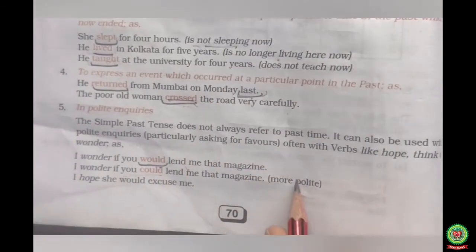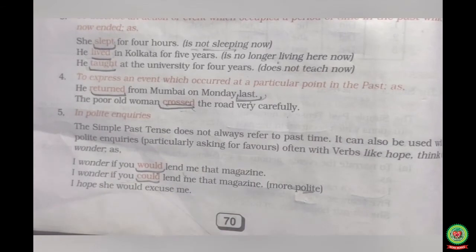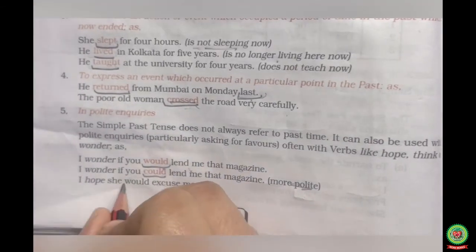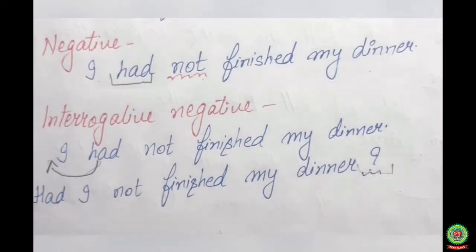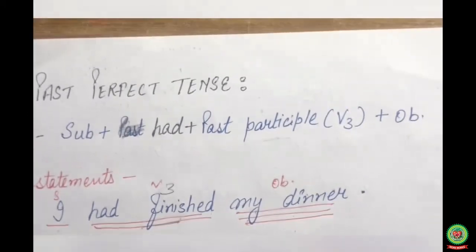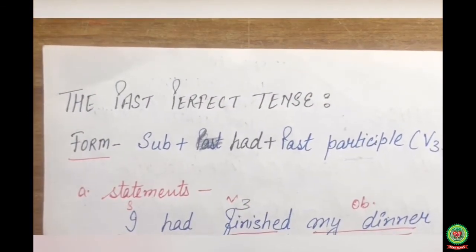It would be more polite, he said. Instead of can, you have to use could. And I hope she would excuse me. In the sentence, you have to use the word would. Now see children, by this you are clear with your simple past tense. Now we are with the past perfect tense.